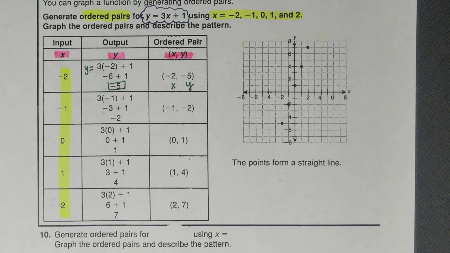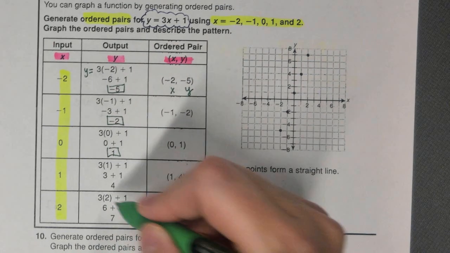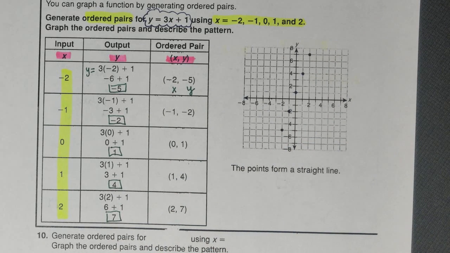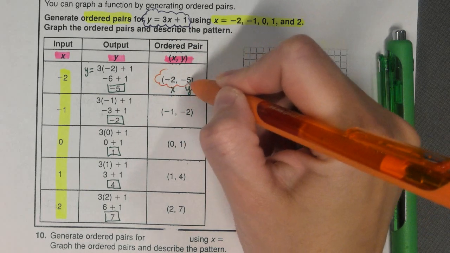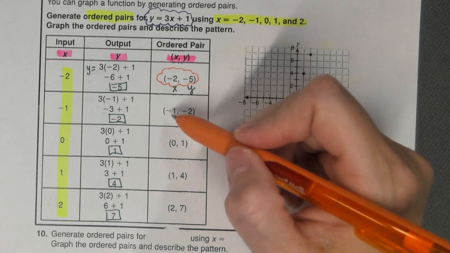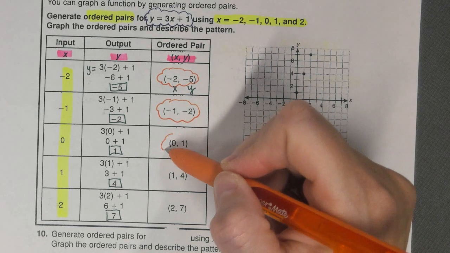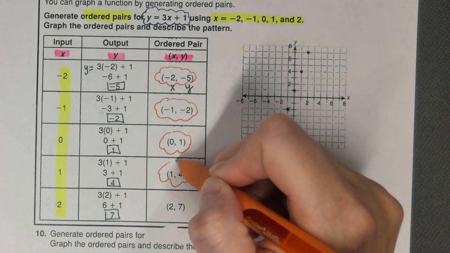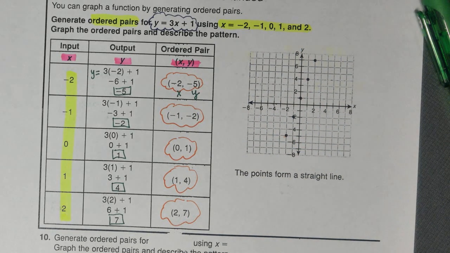So a line is made up of many, many points. Do you guys know how many points there are on a line? There's an infinite amount, which means it goes on forever, okay? Now once you generate these points, you are going to plot. So you can see they did this one for you. Negative 2, 5. Negative 1, negative 2. Okay, 0, 1. 1, 4. 2, 7.